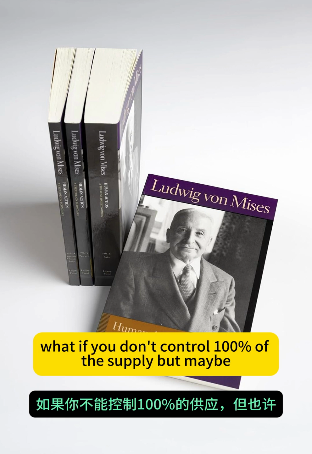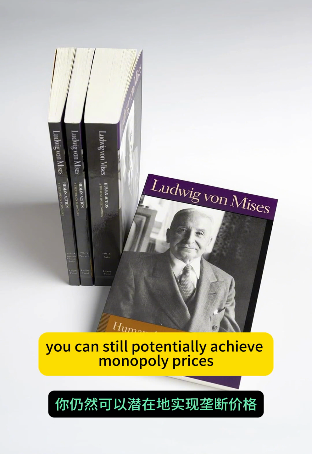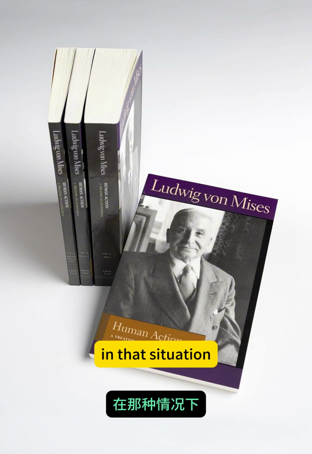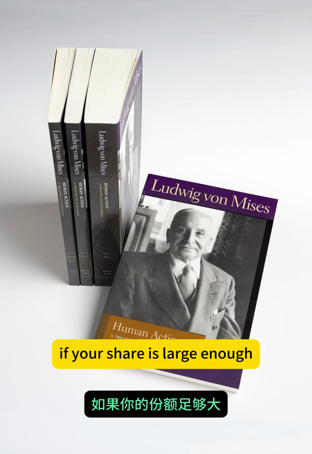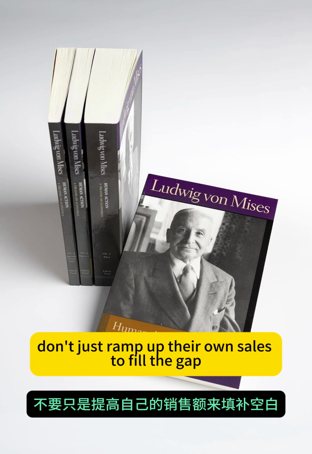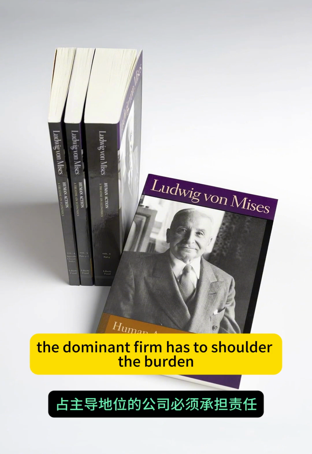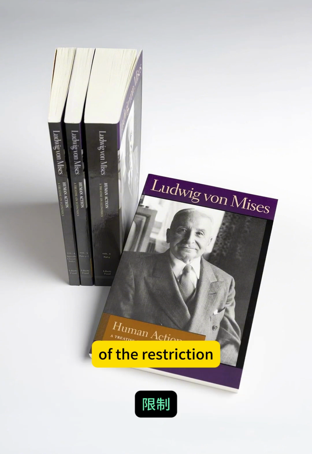What if you don't control 100% of the supply, but maybe like 80%? The source says you can still potentially achieve monopoly prices in that situation if your share is large enough, and if the smaller competitors, the outsiders, don't just ramp up their own sales to fill the gap you create by restricting. The dominant firm has to shoulder the burden of the restriction.